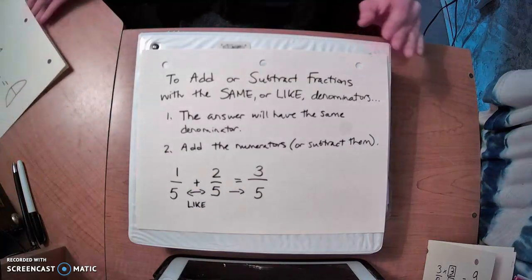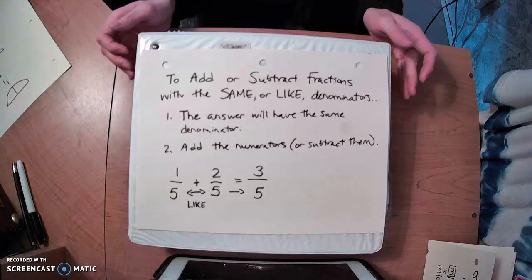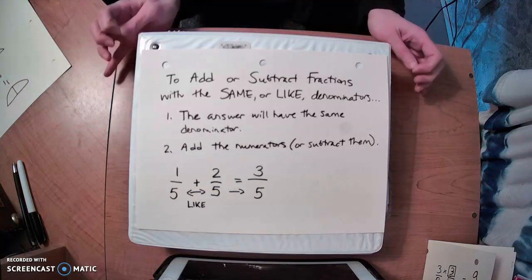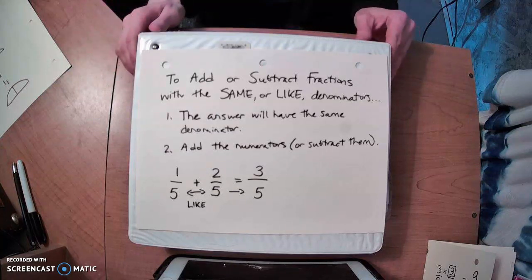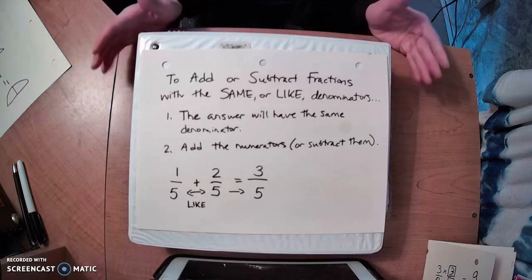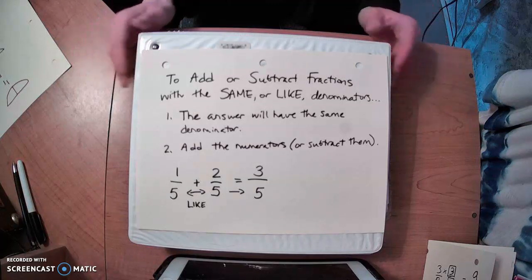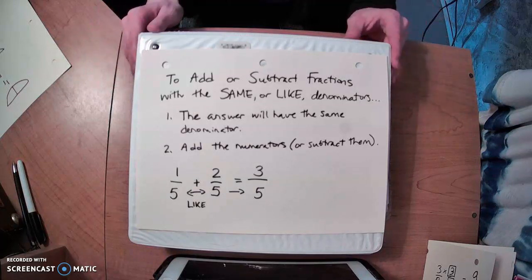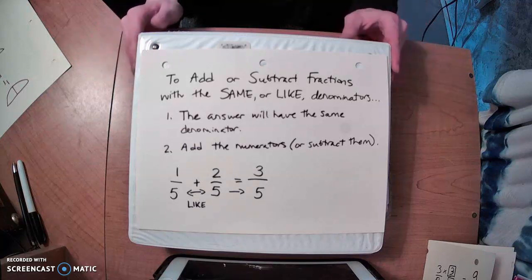When we add or subtract fractions that have the same or like denominators, meaning that the number on the bottom of each fraction is the same number, first of all, the answer will have the same denominator. So great, we don't even have to think about it. In a problem like 1/4 plus 1/4, we know that the denominator in our answer is going to be 4. Once we know that, we add the numerators or subtract them if it's a subtraction problem.